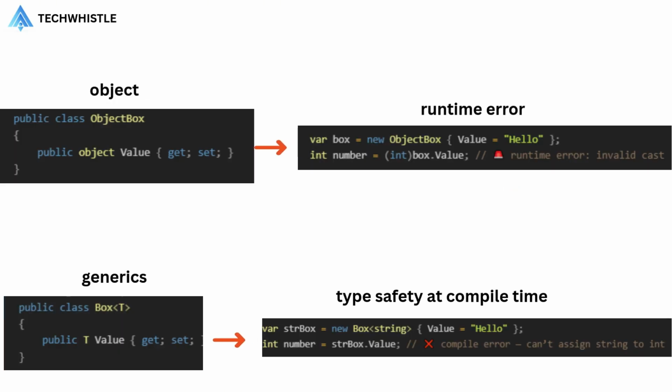Before C# generics, developers often used object to make reusable containers. This works, but now you must cast back to the real type. The compiler doesn't protect you here because everything looks like object. The error only shows up at runtime. With generics, the compiler immediately warns you. That's what we mean by type safety at compile time.